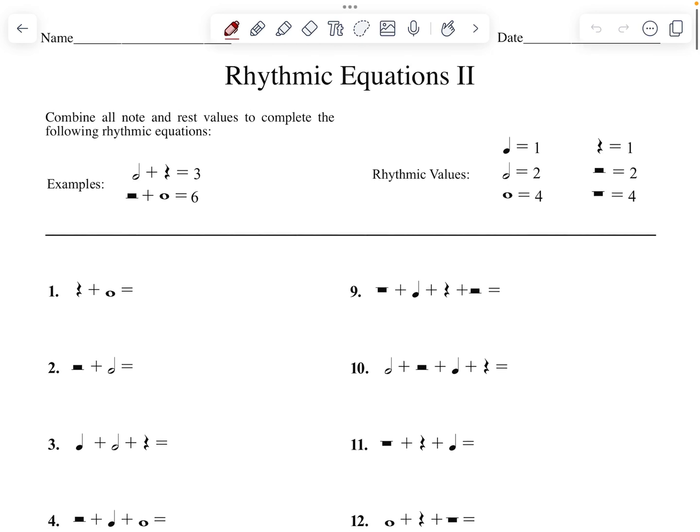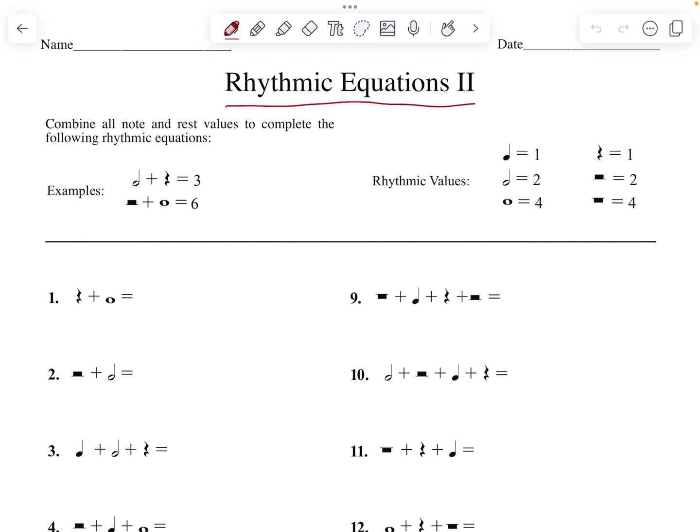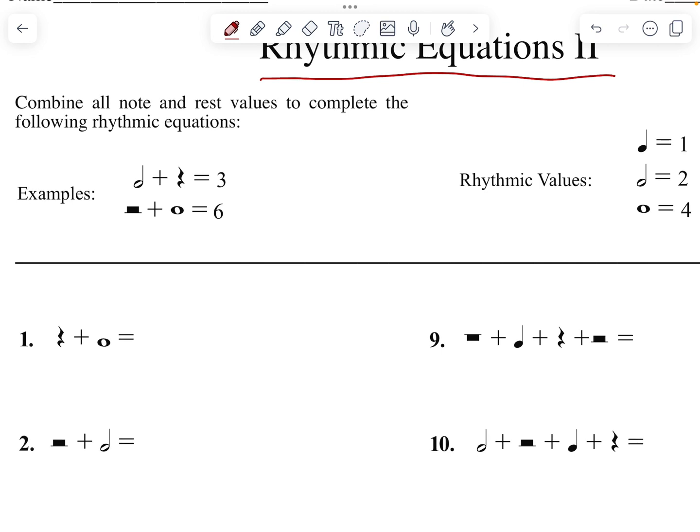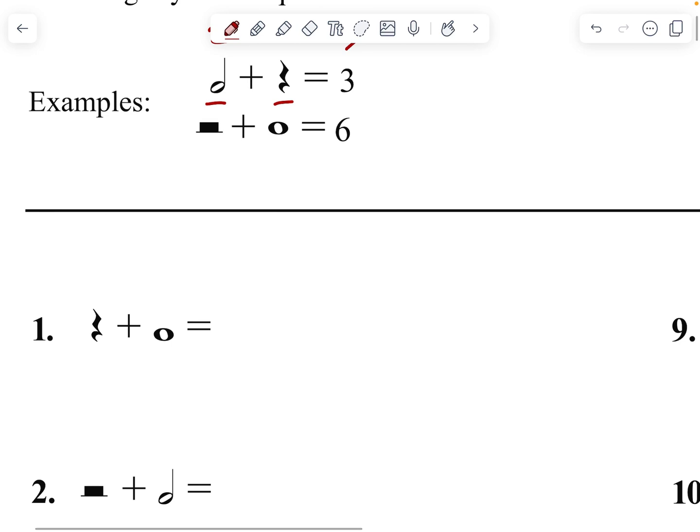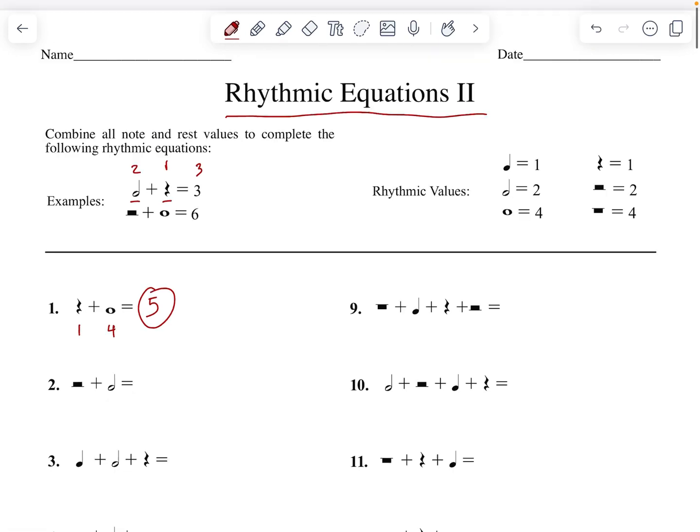The first 2 pages are called rhythmic equations. If you look at some of these examples, you'll see maybe a half note and a quarter note, and this is your way of remembering and applying note values. So if you know a half note is 2 beats and a quarter rest is 1 beat, then that equals 3. Okay, just like that. You do not need to show your work, but it can help for some of us. But all I'm looking for is correct answers at the end there.